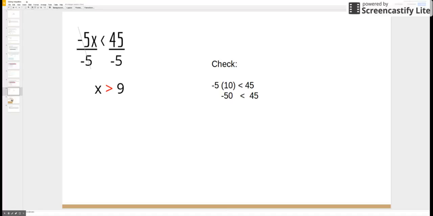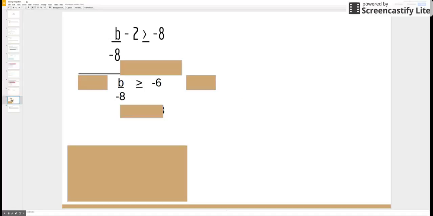My check works out. Here I have b divided by negative 8 minus 2 is greater than or equal to negative 8. So if I have this fraction minus 2 greater than or equal to negative 8, first thing I'm going to do is undo the addition or subtraction. So here I have a minus 2. I'm going to add 2 on both sides.